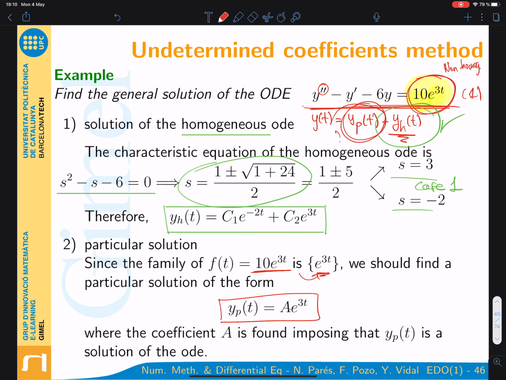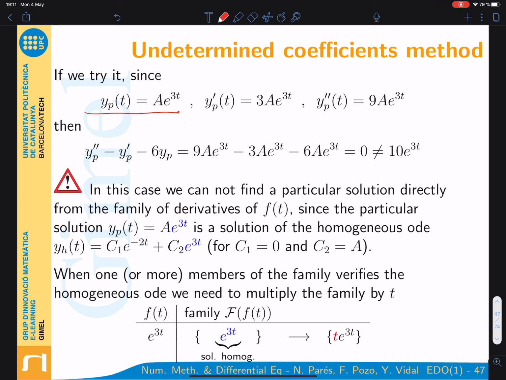Now, how do we verify that this is a solution? Just plug this into the ODE. The idea is to plug this yp into the ODE and try to find the value of A that makes this a particular solution of the ODE. So in order to do that, starting from this proposed particular solution, we compute its first derivative and its second derivative. This is pretty simple, yeah? And now, using this, we will plug them into the ODE, which looks like this.